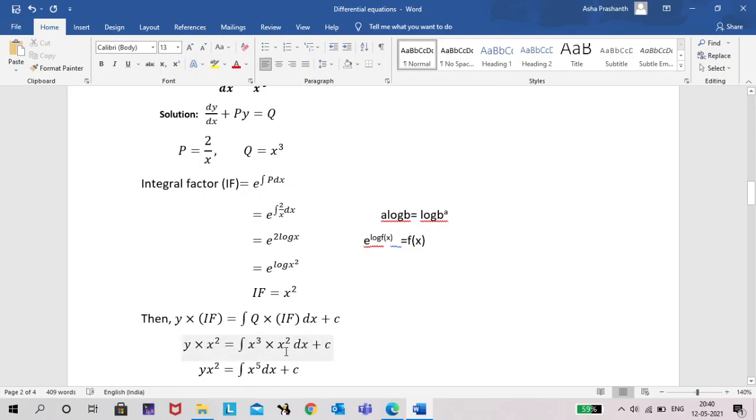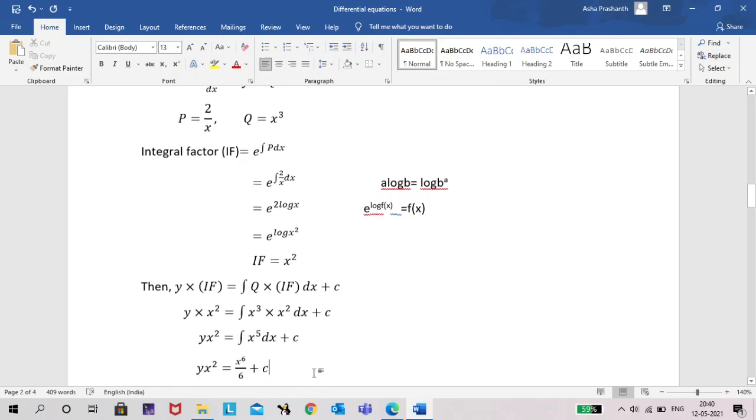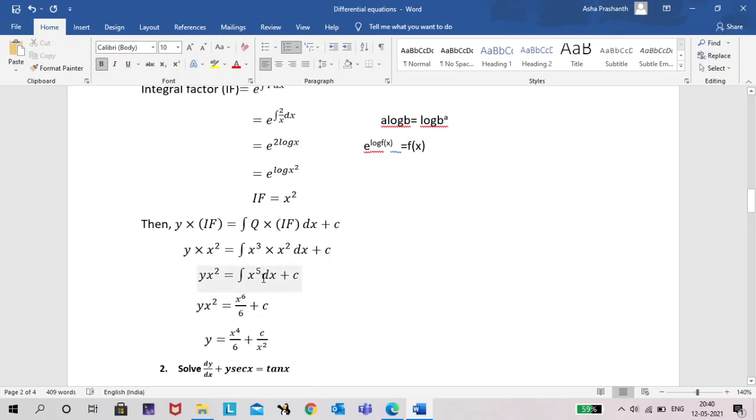Just I'm simplifying this. y into x square equals the integral of x cube into x square, which is x to the power of 5 dx, plus some integral constant. Then I'm going for the integration. So x to the power of 5 integration is x to the power of 6 by 6 plus some integral constant c. I've already told this integration is not applicable for this c, right? Then I'm taking this x square to the right hand side. Then x to the power of 6 by x square, you will get x to the power of 4 by 6 plus c divided by x square.